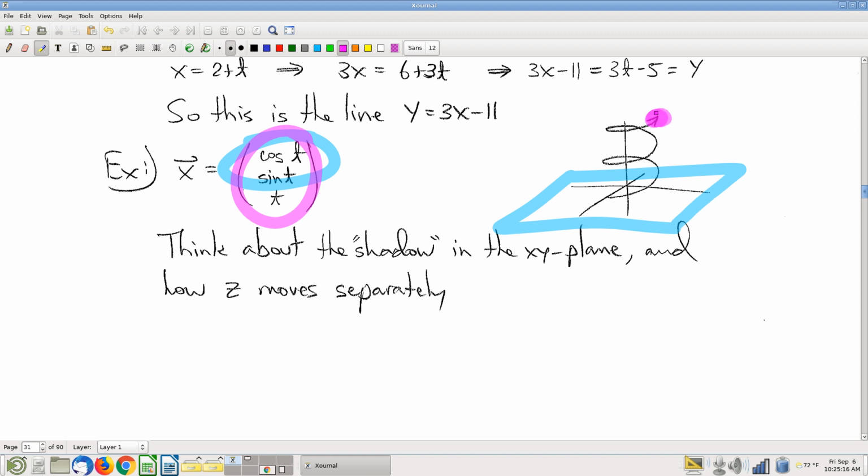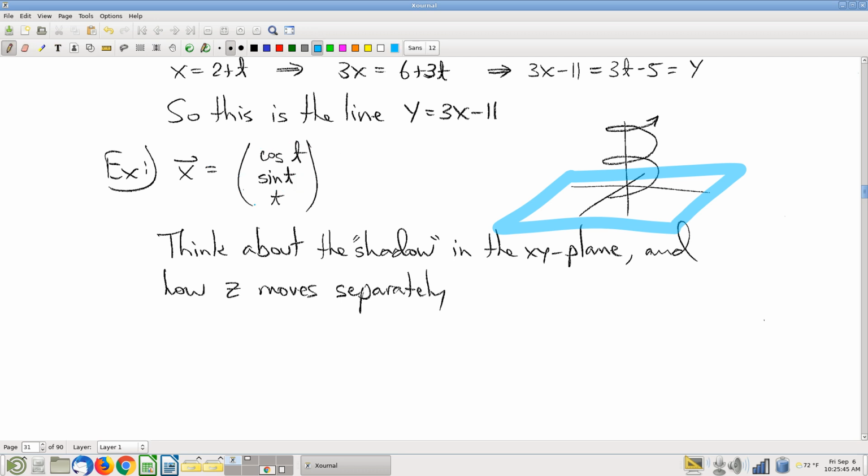Looking at just the X and Y coordinates says I want to ignore Z, look only at X and Y. It's like we're dropping it down into the XY plane, for example. Notice that geometrically when we do that, when we project down into the XY plane, we get a parameterization that we're already familiar with. Cosine t, sine t. We know what's going on there. That's a circle. Right?